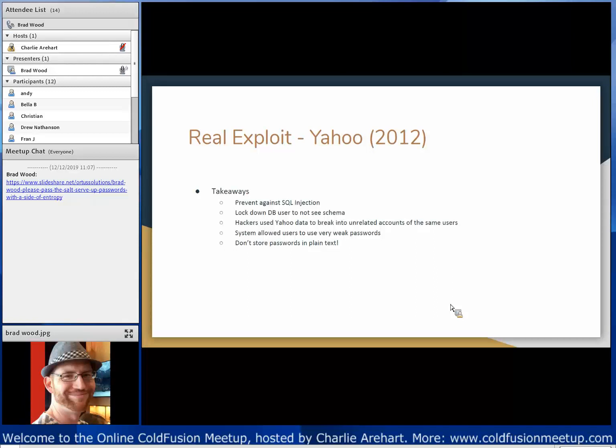Hackers used the Yahoo data to break into unrelated accounts of the same users, right? People using the same username and password for other websites. And of course, this system allowed users to use very weak passwords. So it didn't have anything in place that said your password isn't good enough. And of course, don't store passwords in plain text. That should be an obvious takeaway from that one.